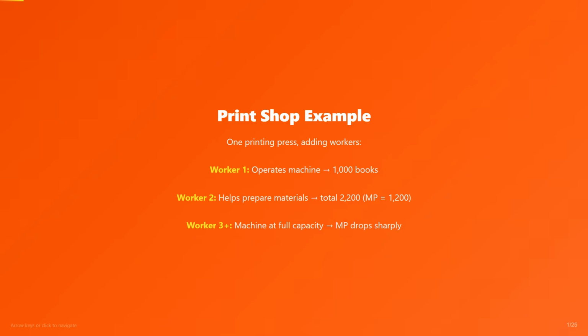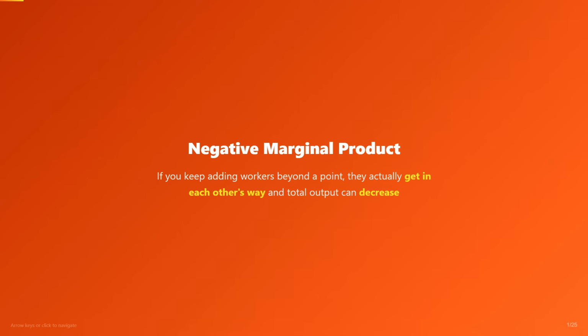There's one printing machine, and we add workers. The first worker operates the machine and produces 1,000 books. The second worker helps, prepares materials, clears finished books, and even increases production to 2,200, so the marginal product is 1,200. But from the third worker on, the machine is already running at full capacity.